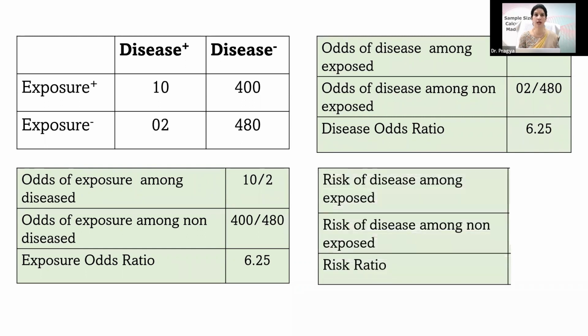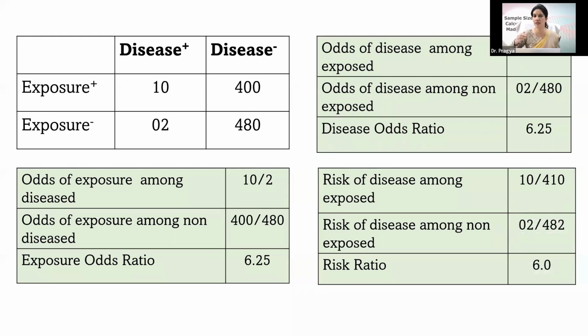And if I want to calculate the risk among exposed, on the similar thing which we discussed with the two example, it will be 10/410. Yes, you are right. Risk of disease among non-exposed will be 2/482. And then the risk ratio will be 6. So now you can see that risk ratio is increasing. Initially it was 5, then 5.5, then 6.